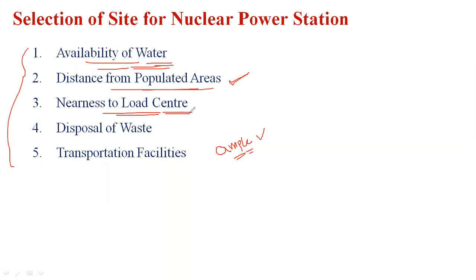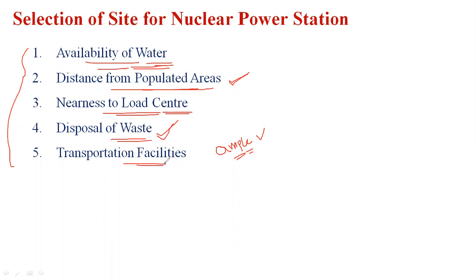That is, not as far as possible, just a little bit away from the load center. And disposal of waste is the major parameter. Actually, once the uranium is burned, the waste in the form of radioactive substances is collected in a deep trench in the power plant. Once or twice a year, it is collected again from the deep trench, put in barrels, and sent away from the populated area, away from human beings.